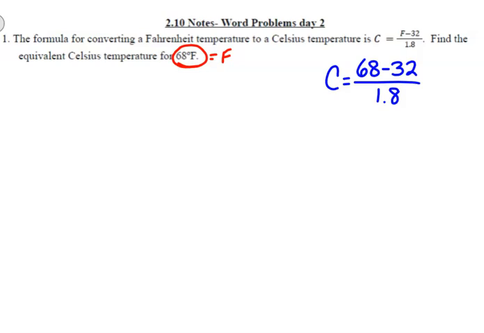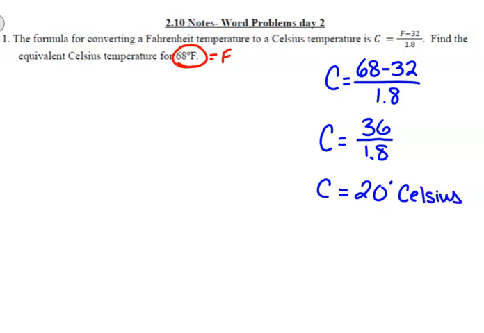And so now we're just going to solve this for C, meaning I'm going to do the top of my equation first. So 68 minus 32, that's going to be 36. And now we are going to divide. 36 divided by 1.8 is 20 degrees Celsius. So we didn't have to write our own equation. They gave it to us. Really, they just wanted us to substitute in the 68 and get our new degree.